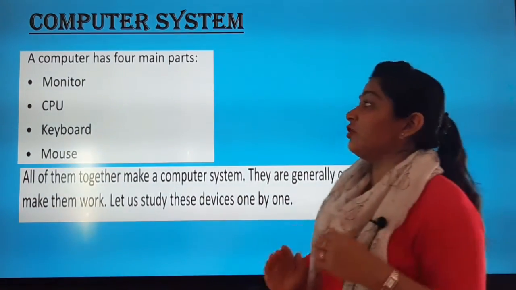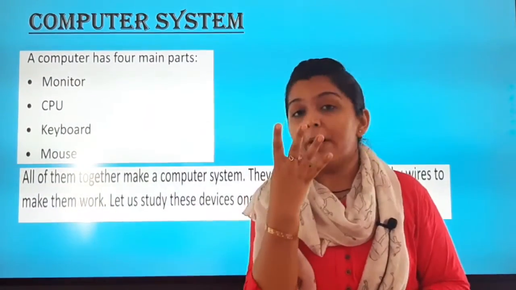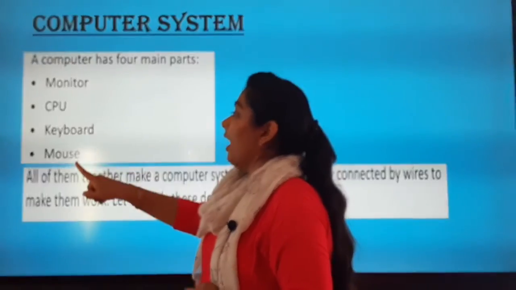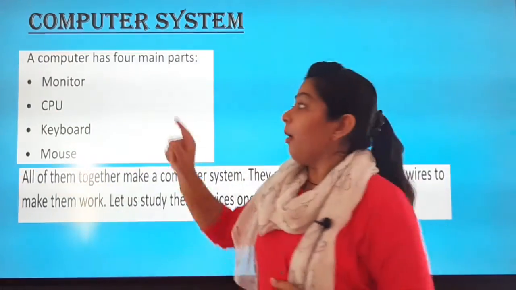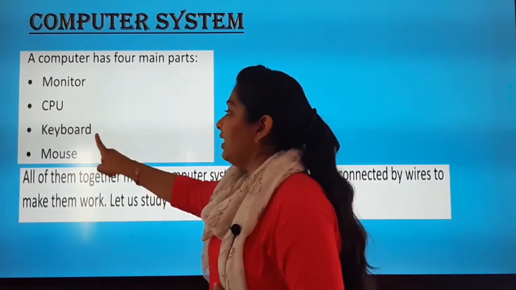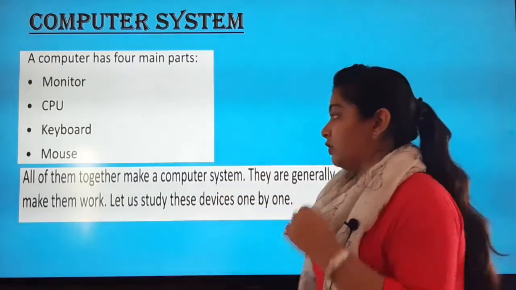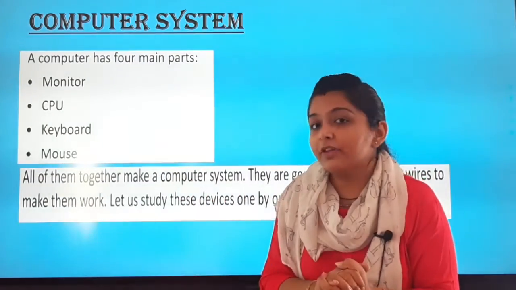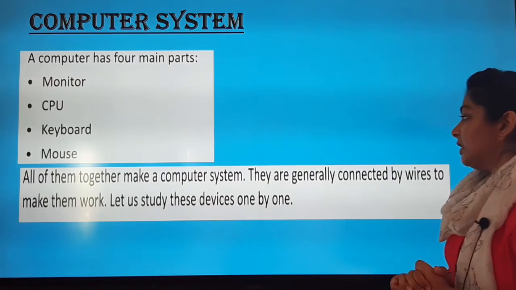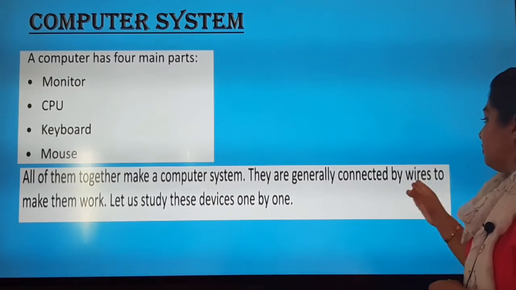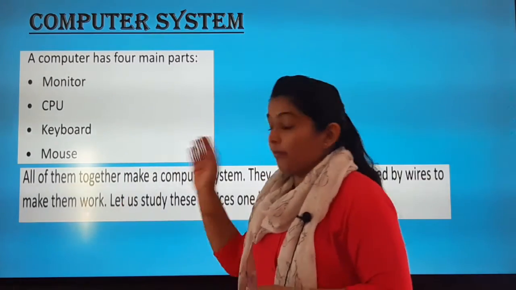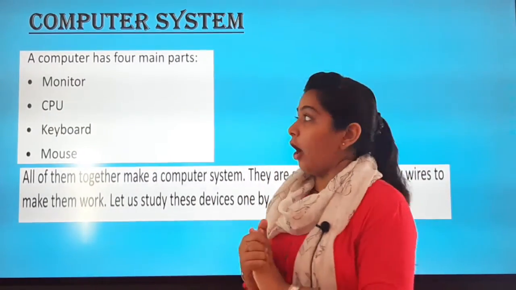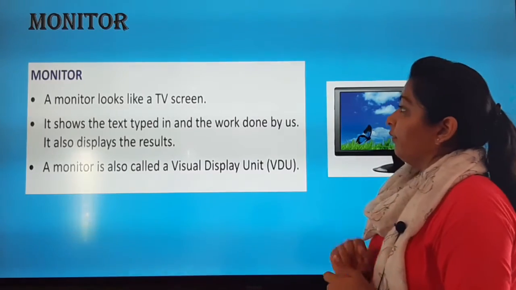Okay, now dear children, computer has mainly 4 parts, that is monitor, CPU, keyboard and mouse. Which are they? Monitor, CPU, keyboard and mouse. 4 parts, okay. All of them together make a computer system. They are generally connected by wires to make them work. वो कैसे work करेंगे? With the help of the wires. Now we will see one by one, okay.